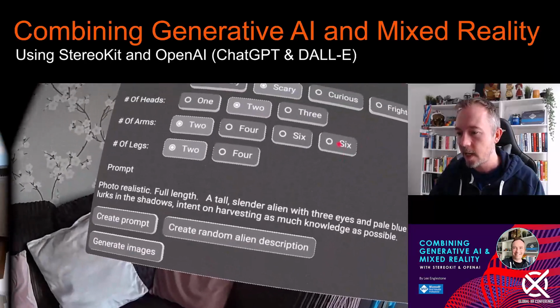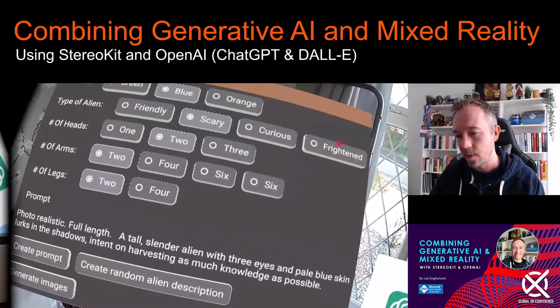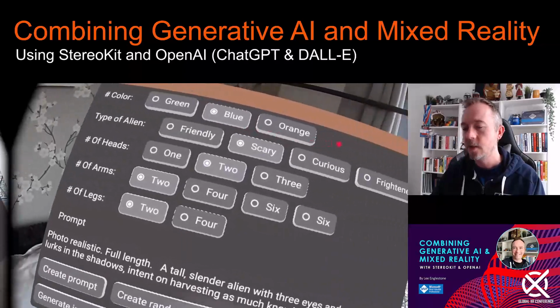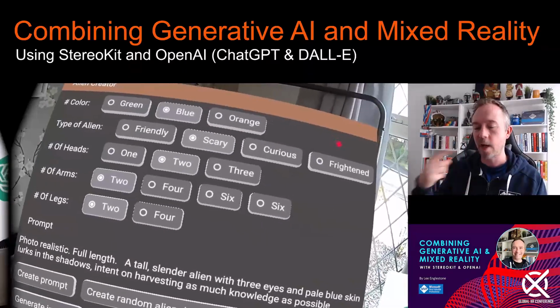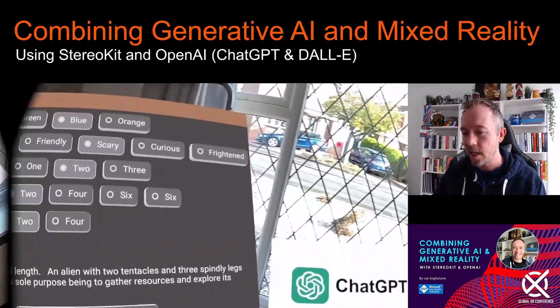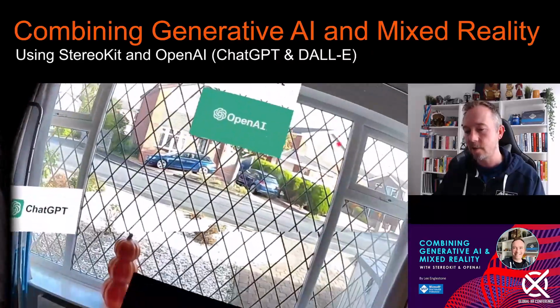A tall, slender alien with 3 eyes, pale blue skin. Didn't like that one. Anything that mentioned tentacles is pretty good. So I think sometimes I'll keep pressing the button to recreate the prompt from ChatGPT until I get one that I like. So here we go. Spindly alien with tentacles. I like that prompt. So I'll hit the generate images.